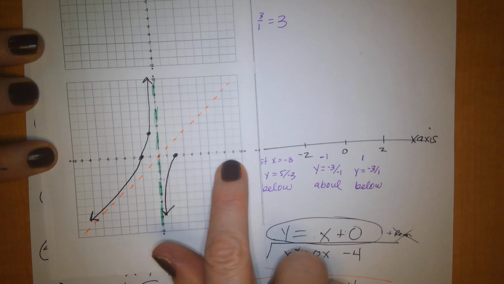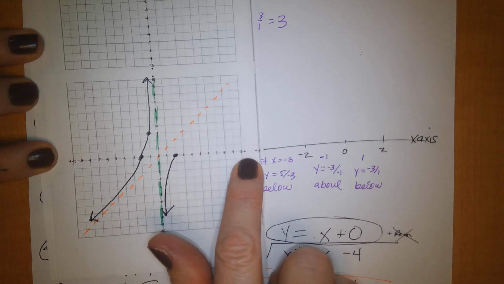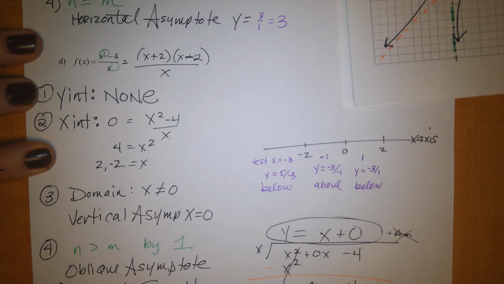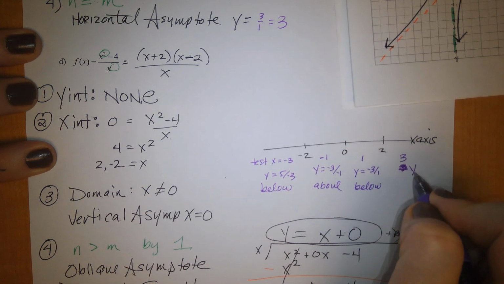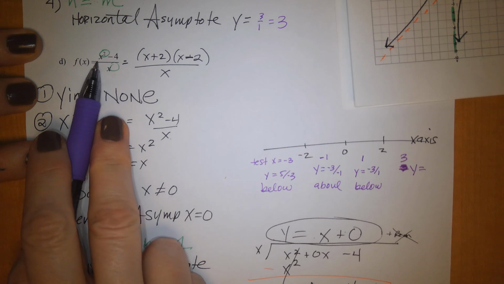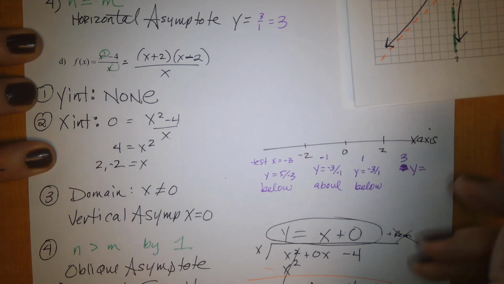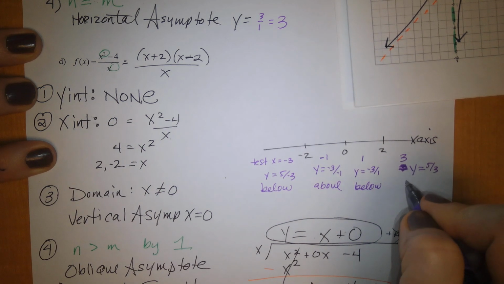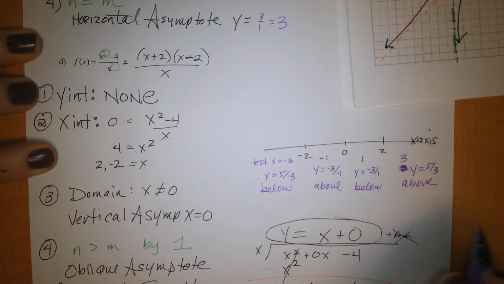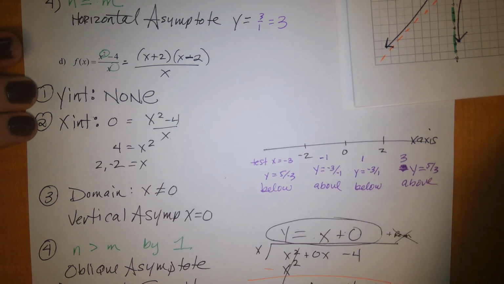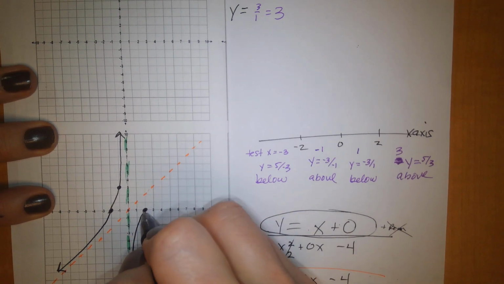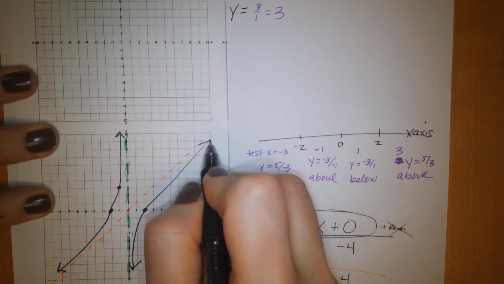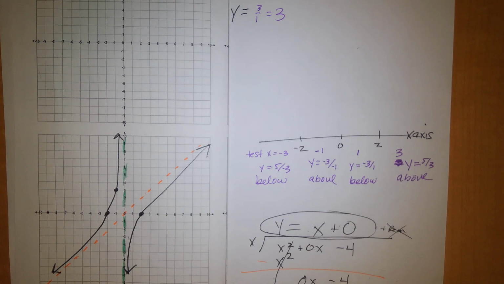Now let's test a point anywhere from 2 on to positive infinity. Let's test the number 3. If I test the number 3, I get a y value of 9 minus 4, which is 5, over 3, which is a positive number. So that means I'll always get a positive y, which is above the x-axis. So any number above the x-axis will get closer to this oblique asymptote. So this is what the graph of that would look like.